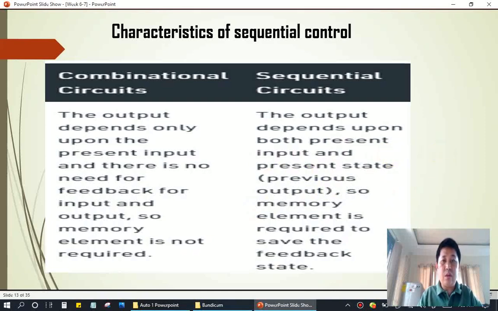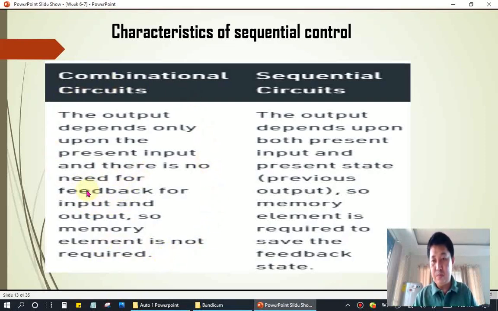So, combinational circuits and sequential circuits. Remember, we will repeat. Under combinational circuit, the output depends only upon the present input, and there is no need for feedback from input to output. So a memory element is not required.